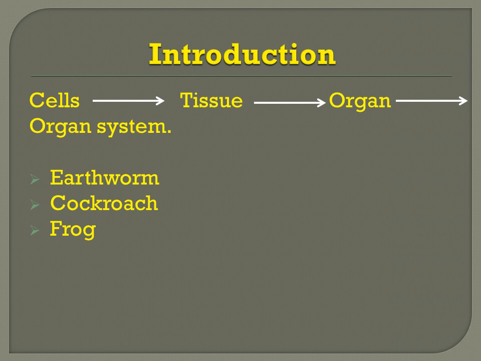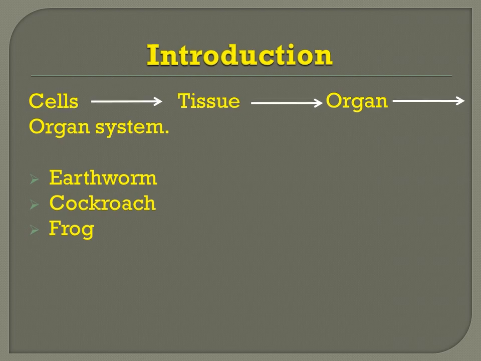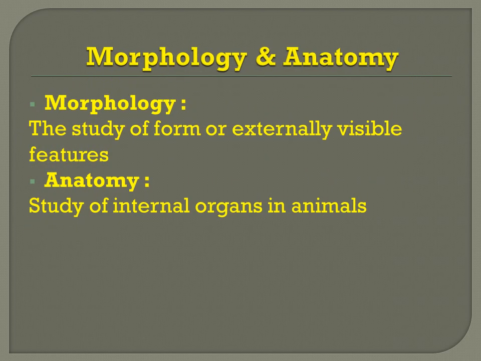In this chapter especially we are going to learn about three invertebrates. What do we mean by invertebrates? There is no vertebral column or backbone for these animals. So for three invertebrates, their organs, their organ systems, their morphology and anatomy, all those things we are going to discuss in this chapter. Okay. So what are morphology and anatomy?